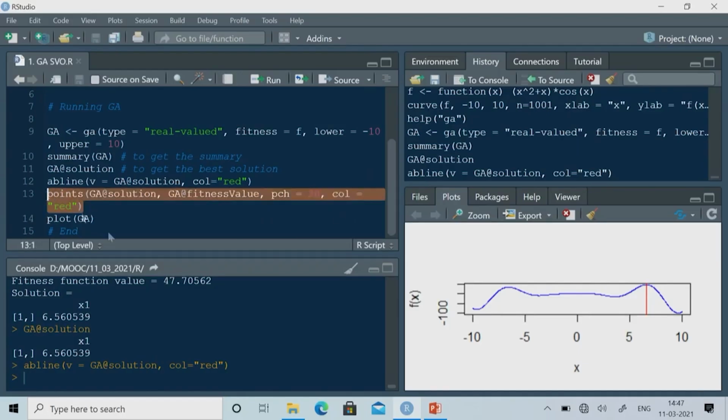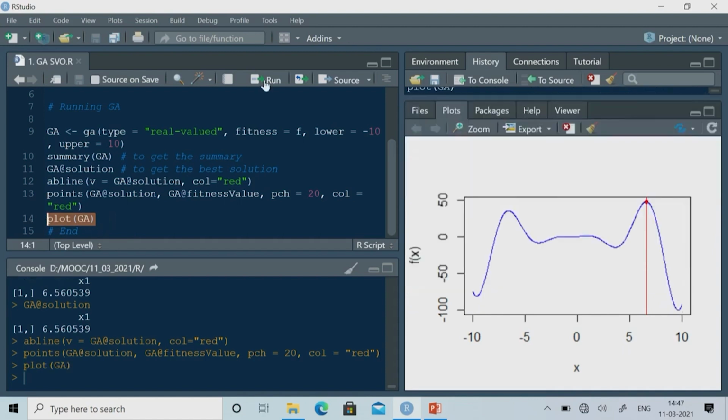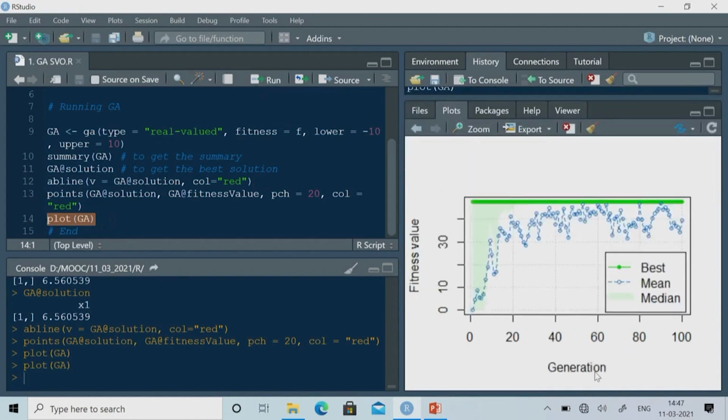So, if I execute this particular line, then you can see that this is the optimal point actually. I am just putting an optimal point in this particular function. Then I can plot GA. I will get the fitness versus generation curve. If I execute this particular line, I will be getting fitness versus generation.